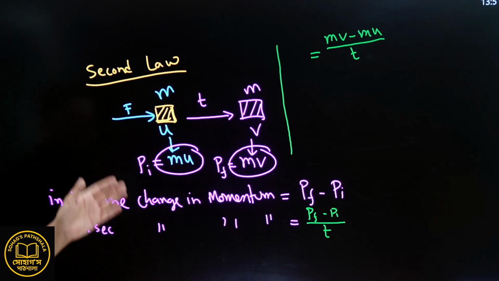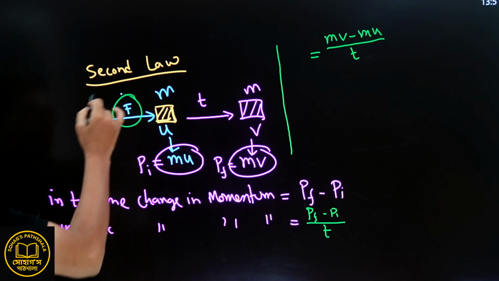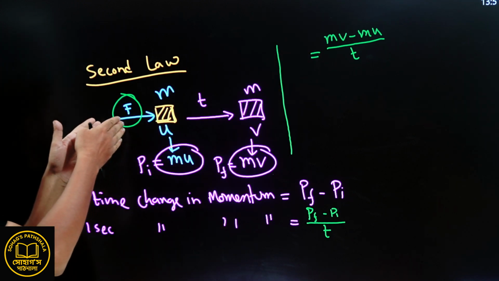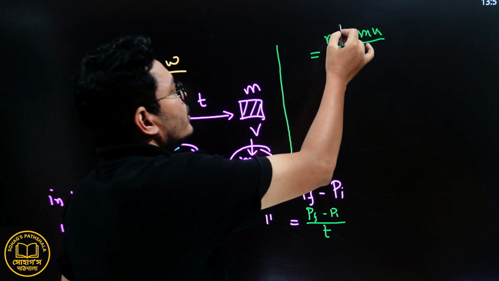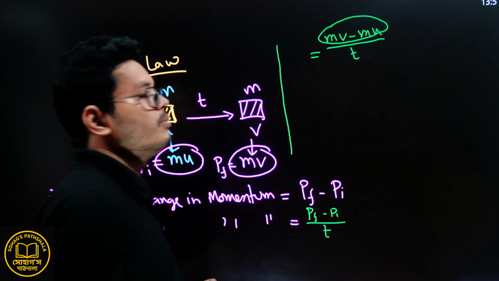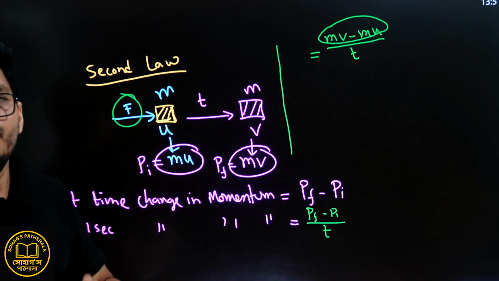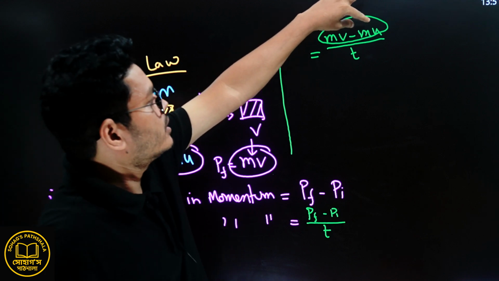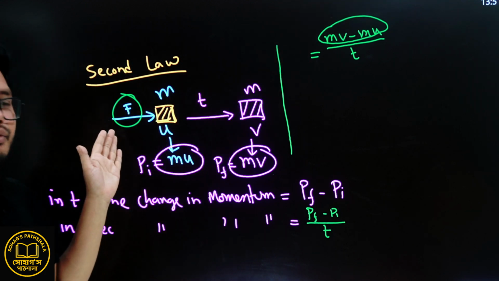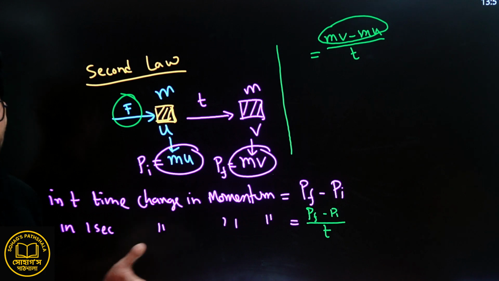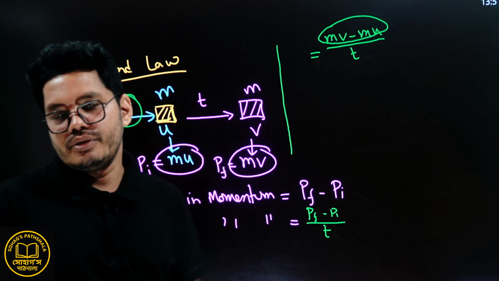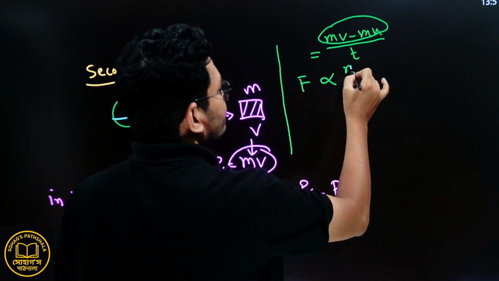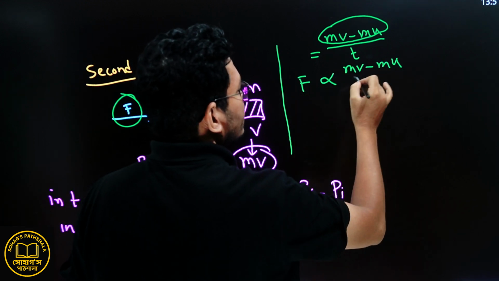Now, according to Newton's law, the force applied is proportional to this. That means if we apply more force, the velocity change will be more, so that will result in more change in momentum. If we change momentum more somehow, the resultant force will be more, because they are proportional according to Newton's second law. So that's how we can write F is proportional to mv minus mu by t.